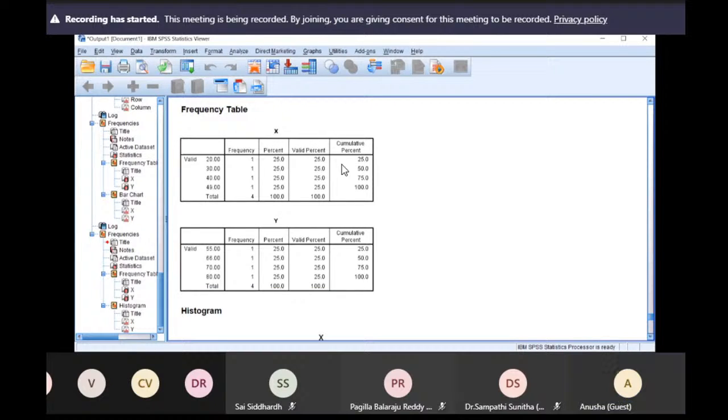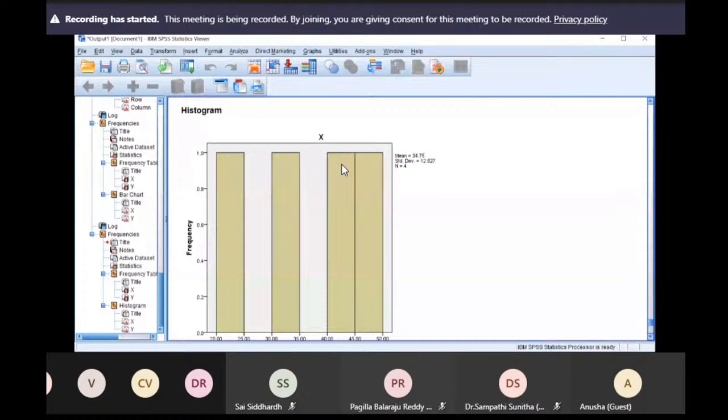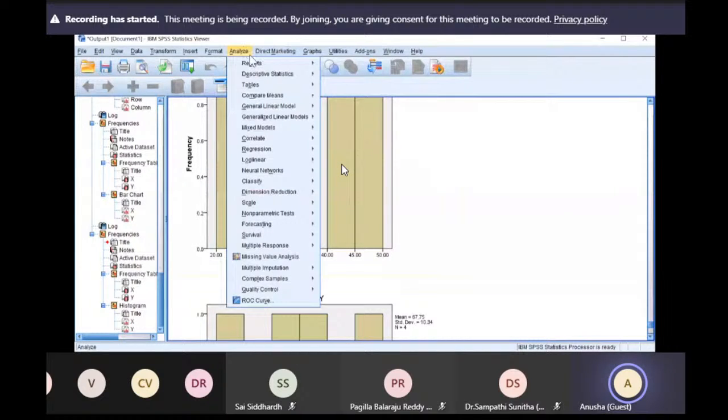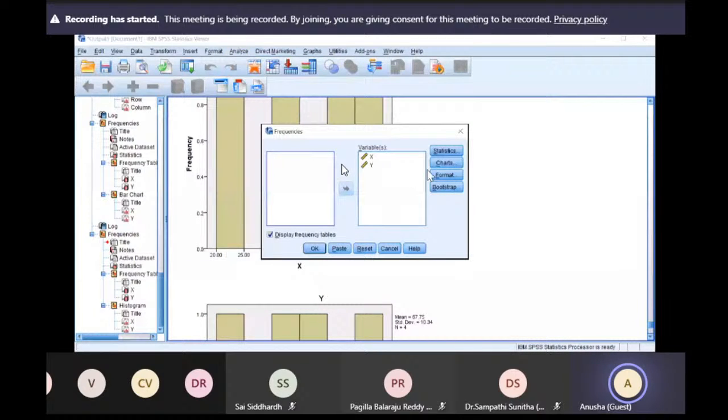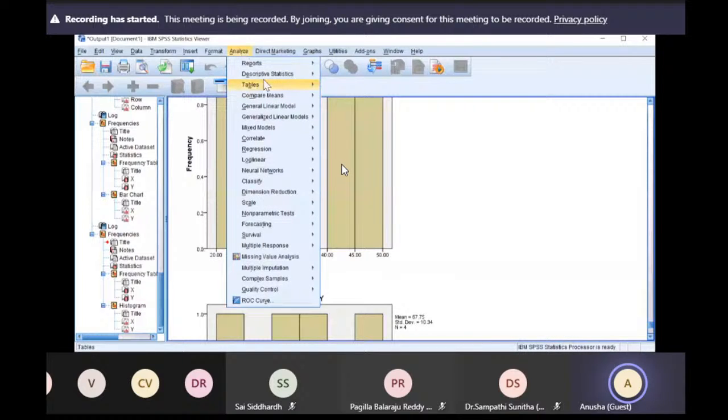You are taking the percentage bars. Instead of the bar, you take some other and you give the curves and all. Not frequencies. Don't take frequency. Frequencies means equal height that you will get.